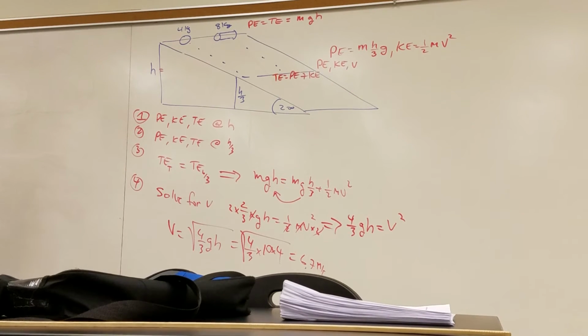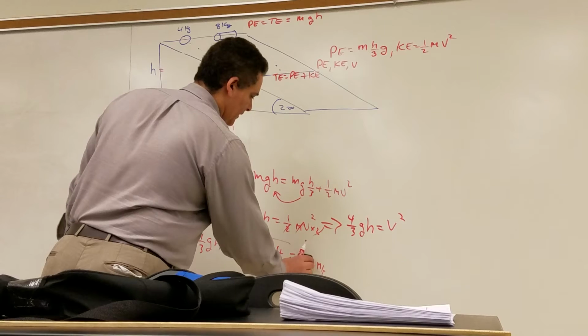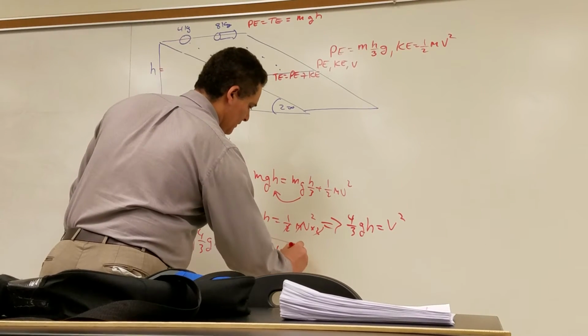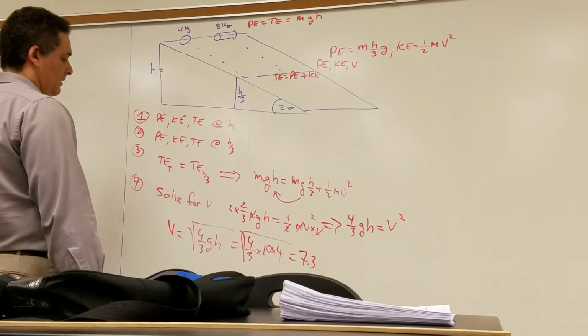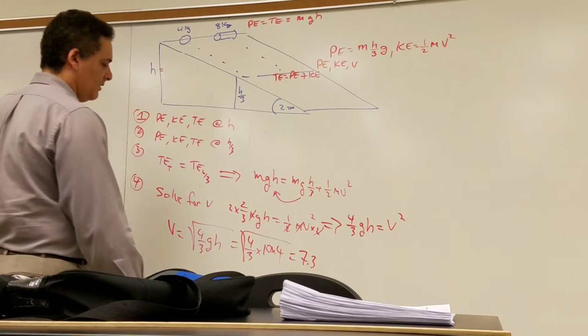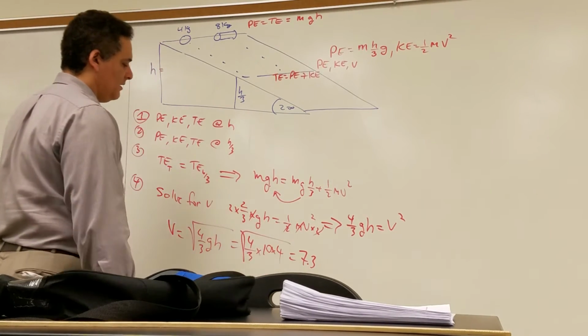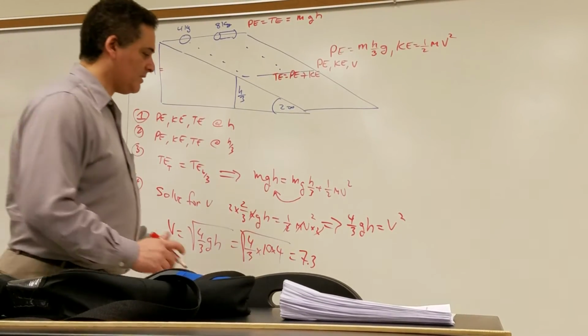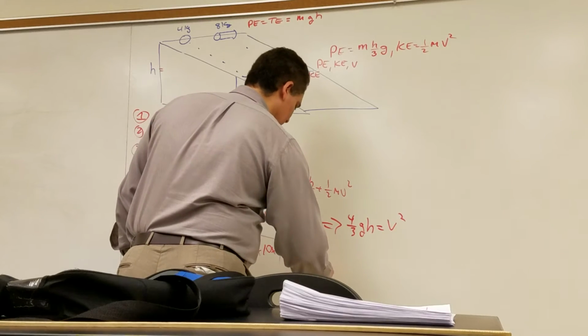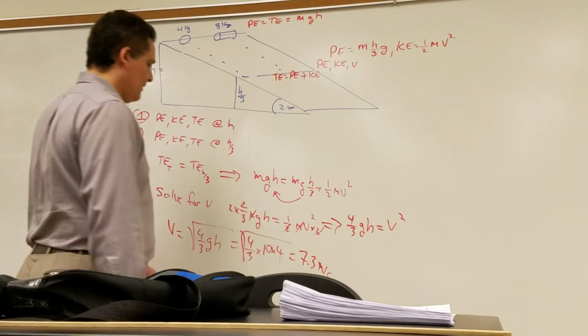It's 7.3. Okay, you sure? Yeah, I did 4/3 times 10 times 4. Oh, 4/3 and 10, okay. Yeah, but you did the square root. Look, I can use the calculator. No, it's fine, I believe you, I just remember. Anyways, okay, so meters per second. So there you go.